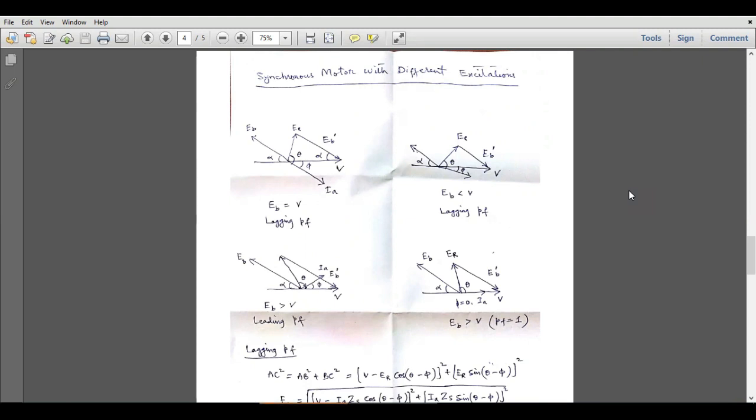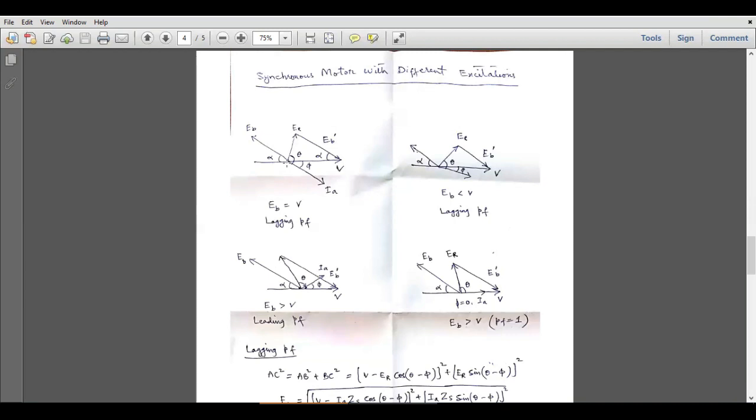So now we will discuss the cases of different excitation of the synchronous motor, and excitation actually corresponds to the current which is applied at the rotor side or at the rotor winding. So when we increase the rotor current, we will say that we have increased the excitation and vice versa. So when we increase the excitation at the rotor side, the back EMF will be increased, and the magnitude of the back EMF will increase, but the angle of the back EMF with the voltage axis will be same.